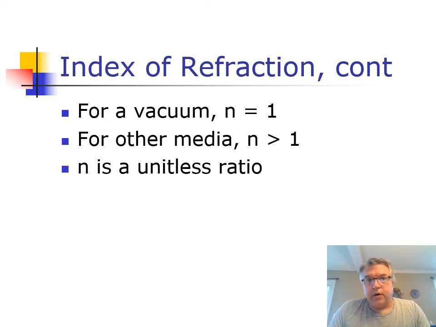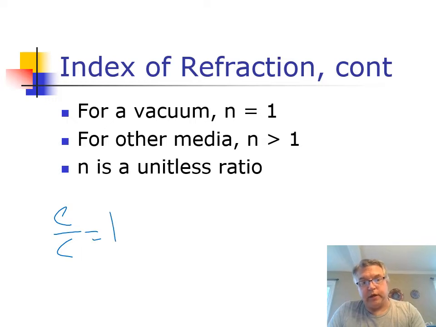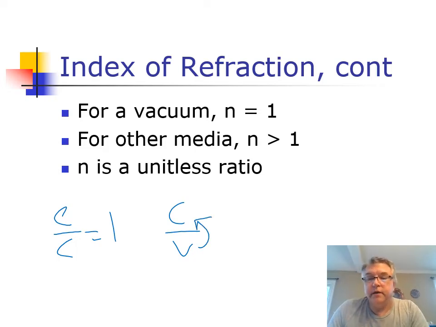So as I mentioned, our index of refraction in a vacuum, where there's no air, remember that the speed of light is going to be 3.00 times 10 to the 8th meters per second, because I have c divided by c, which is going to equal 1. For any other media, my index of refraction has to be greater than 1, because I'm going to have c divided by v. I know that v can never be greater than c. Right, my speed of light can never be greater than 3.00 times 10 to the 8th meters per second. That is my universal speed limit according to Albert Einstein. And I ain't arguing with that dude.